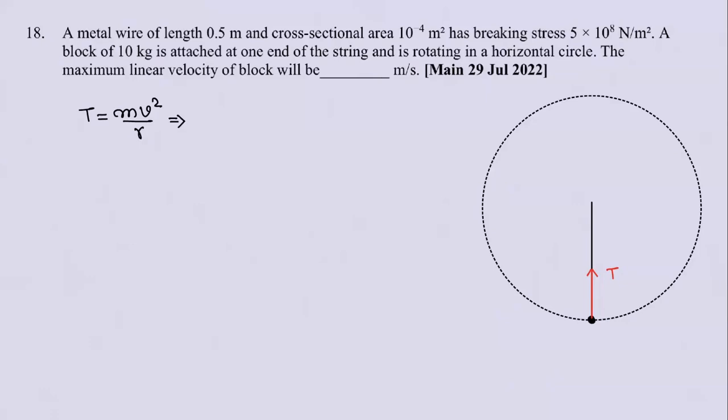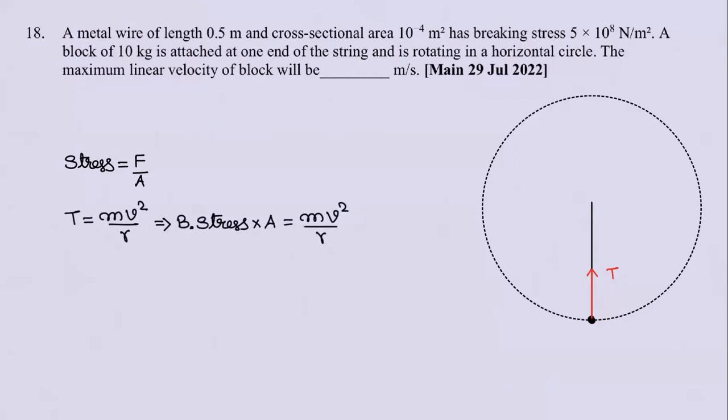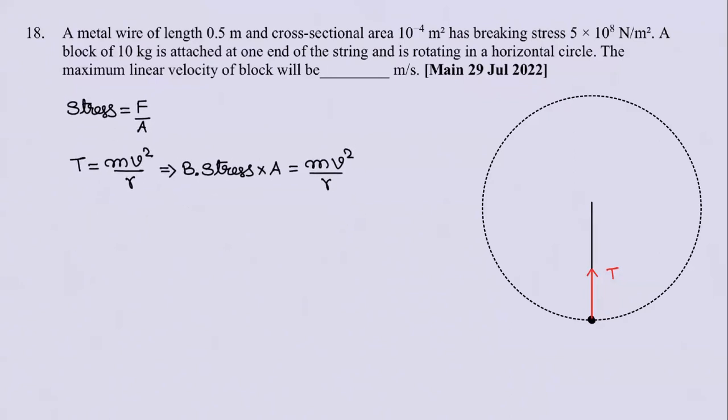Wait a minute, force is required. You know very well, stress is equal to force by area. So tension T must be equal to stress into area. More perfectly speaking, we are going for breaking. So breaking stress into area is equal to mv square by r. That's it. We got the key equation. We get the answer.